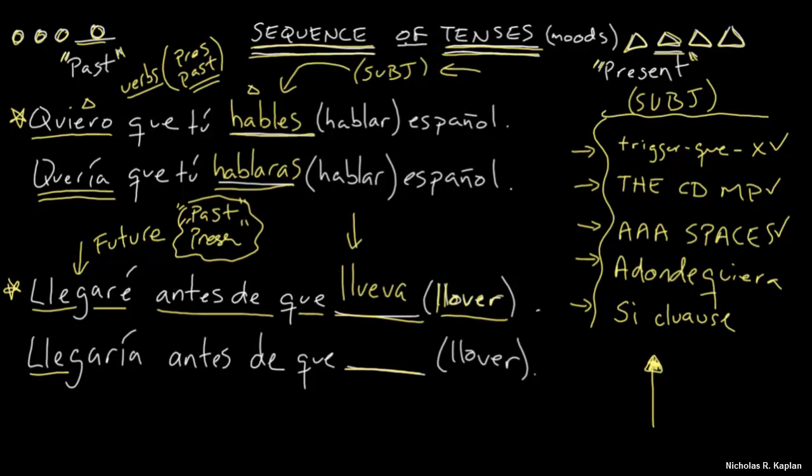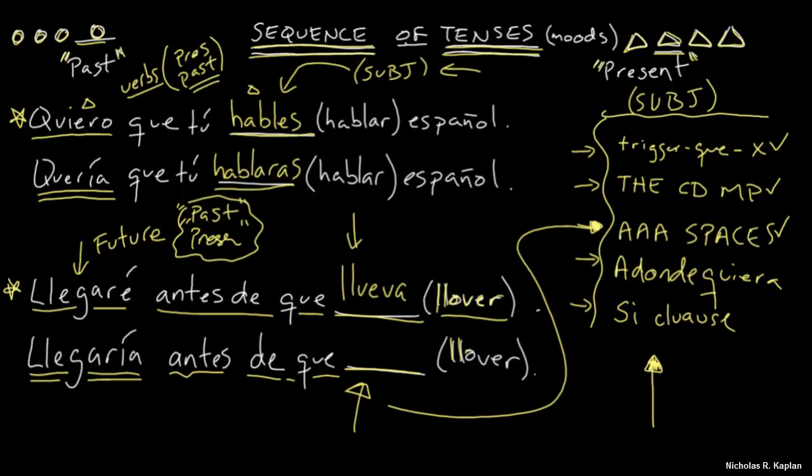Llegaría. Conditional falls into the past column. You already know this will be subjunctive right here because I told you. You also know. Why do you also know? Because it's an adverbial clause, part of AAA spaces. It's a good video. You should watch it. I have a funny drawing in that one. So, we know we need subjunctive. Conditional falls in the past category, so we need past subjunctive.